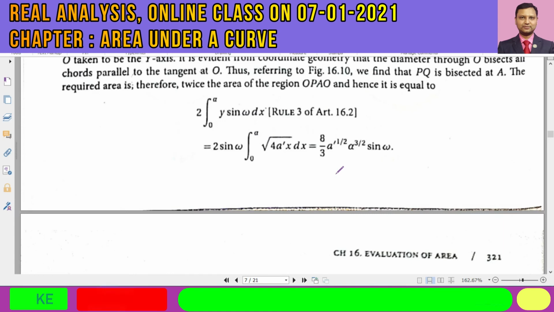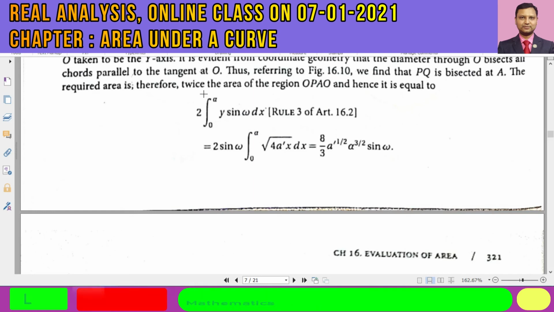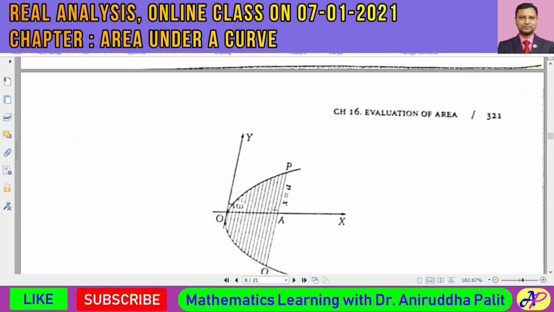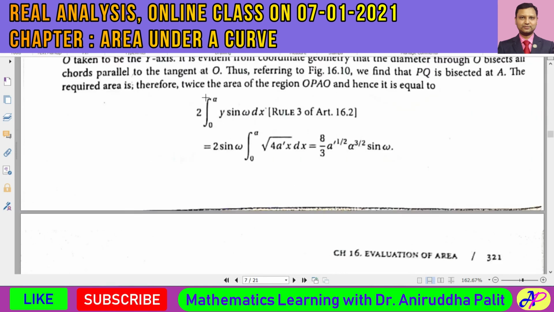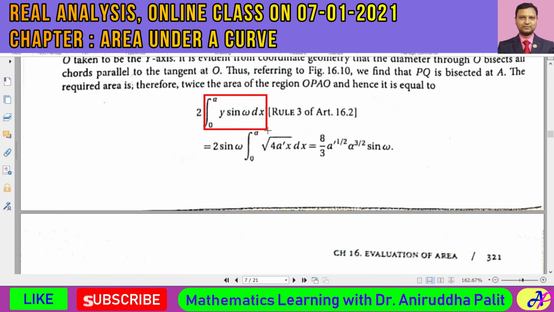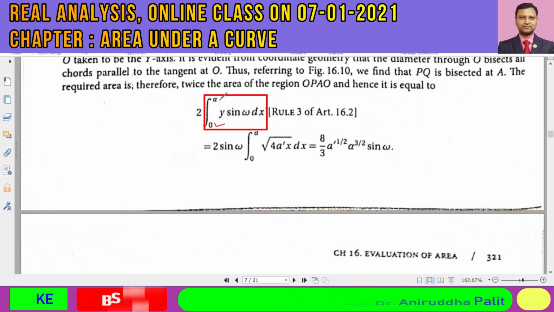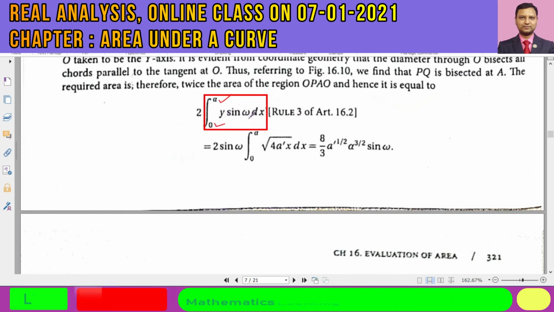Then we will have this kind of formula. As per the question, in between x is equal to 0 and x is equal to a, this is our straight line x is equal to a. Got it? In between x is equal to 0 and x is equal to a, generally the formula is integral from 0 to a, because x varies from 0 to maximum a, of y into sine omega dx.